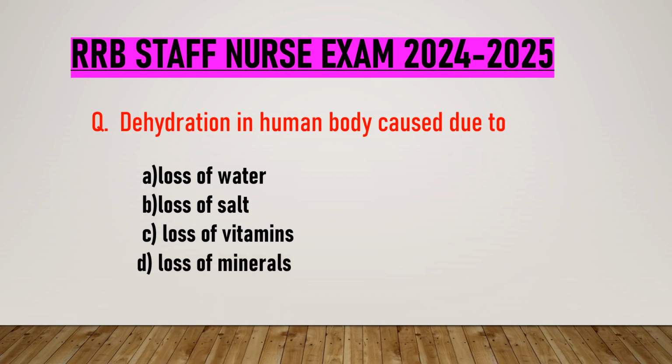Dehydration in human body is caused due to? Options are loss of water, loss of salt, loss of vitamins, loss of minerals. So the answer is option A, loss of water.